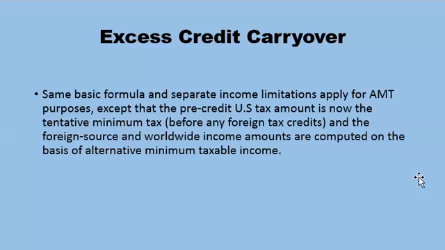Same basic formula and separate income limitations apply for AMT purposes, except that the pre-credit US tax amount is now the tentative minimum tax before any foreign tax credits, and the foreign source and worldwide income amounts are computed on the basis of alternative minimum taxable income.